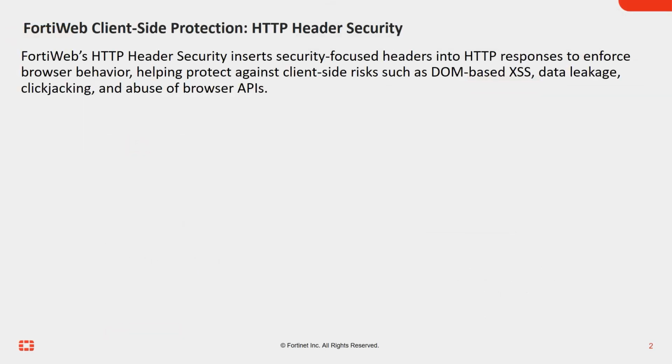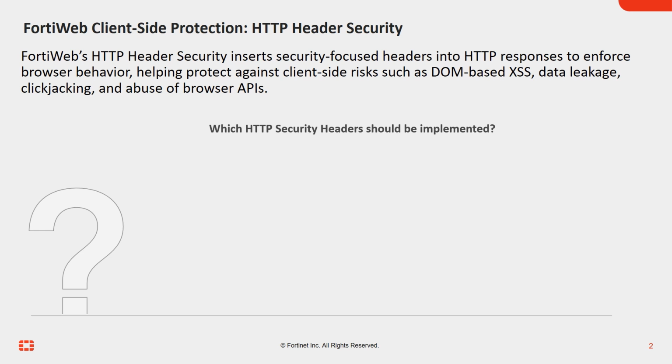FortiWeb's HTTP Header Security inserts security-focused headers into HTTP responses to enforce browser behavior, helping protect against client-side risks such as DOM-based XSS, data leakage, clickjacking, and abuse of browser APIs. Let's look at how FortiWeb helps strengthen client-side security by inserting browser-enforced headers.